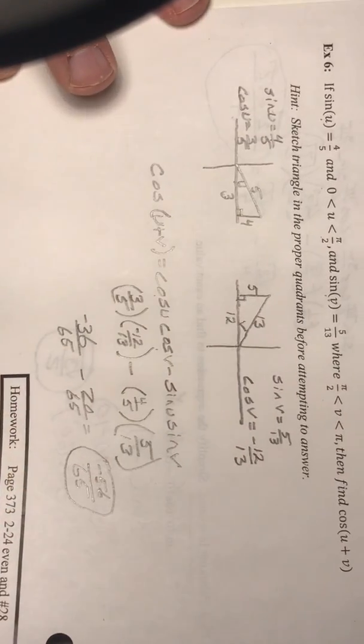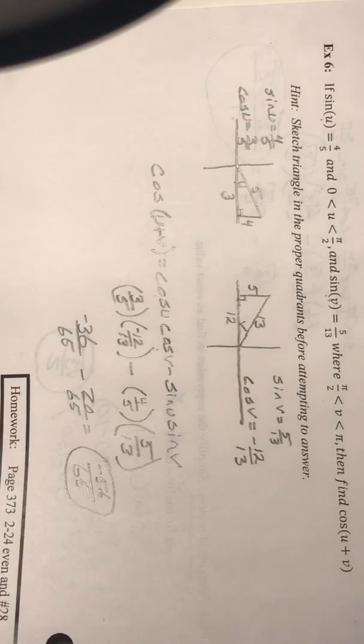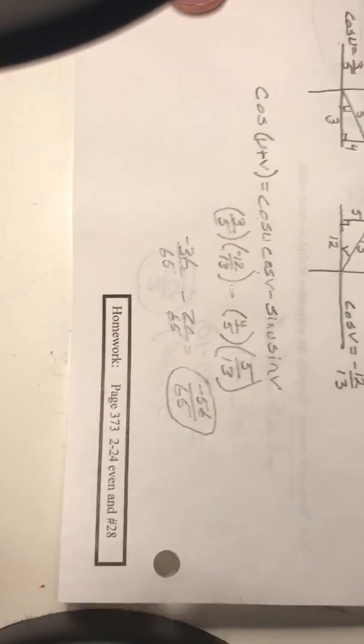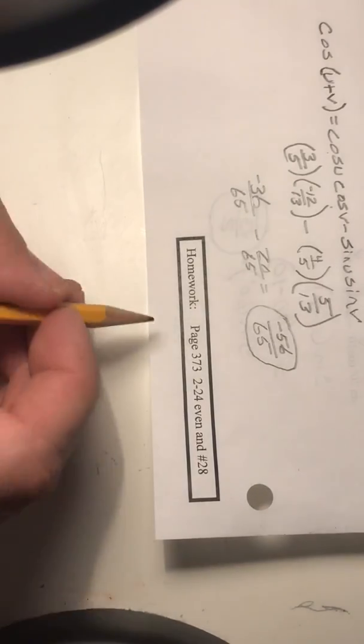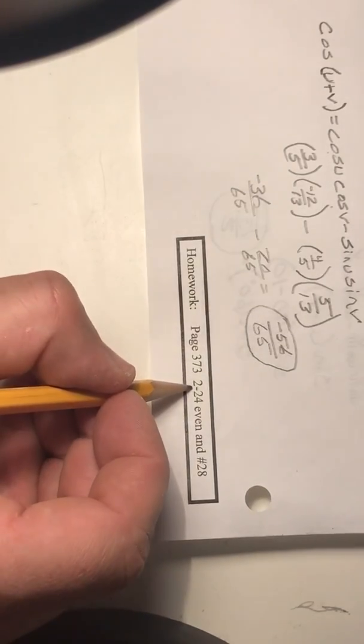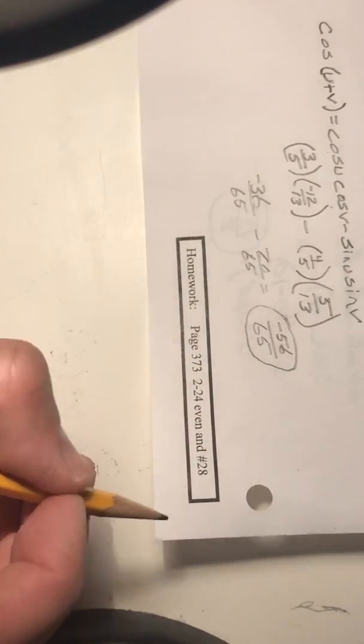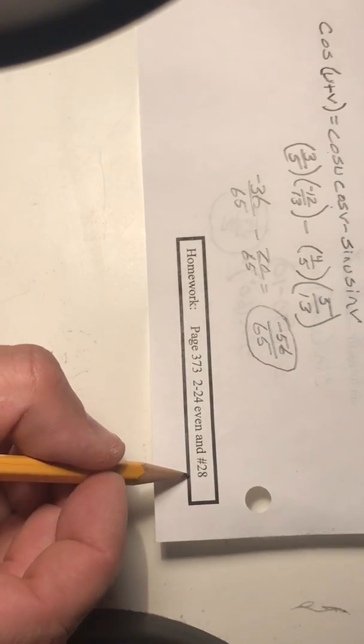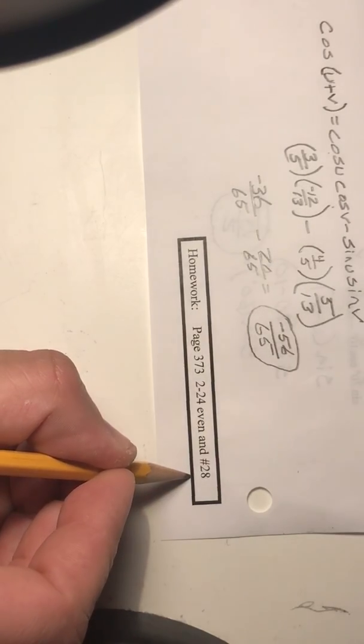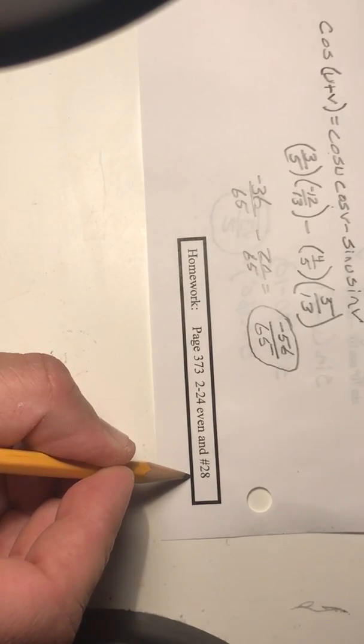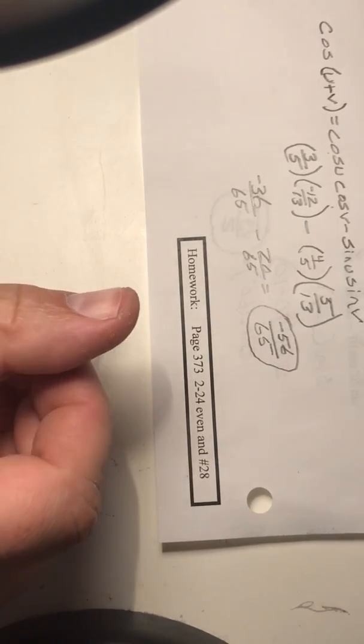All right, that's all I have for today's lesson. You guys are on to trying your homework, which is here in the book, page 373, 2 through 24 even, and try to work out number 28. If you have issues, just send me an email that says which ones you want worked out, and I will work those out and try to have those posted for you.